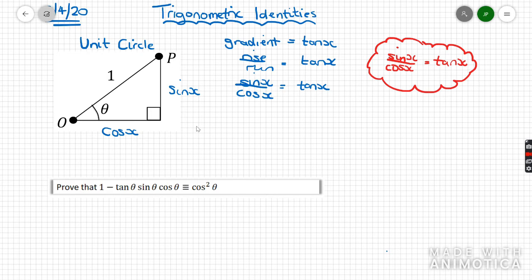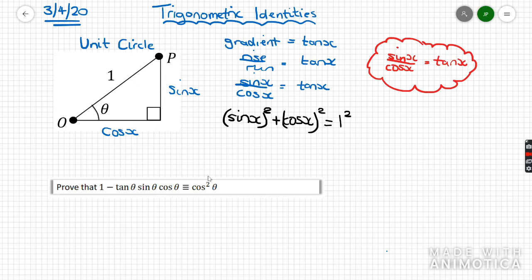Right, the second one that we can generate from this. We've got right angled triangles again. Something at GCSE that you should have done continually with right angled triangles, not just trigonometry, is Pythagoras. So if I apply Pythagoras to my unit circle triangle, I can say that when I square the two shorter sides and add them together, I get the hypotenuse squared. So sine x squared plus cos x squared is going to be equal to 1 squared.